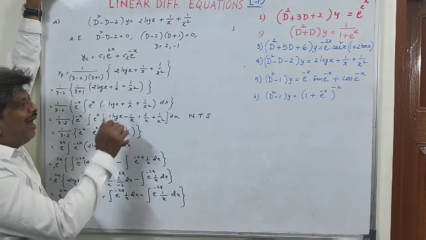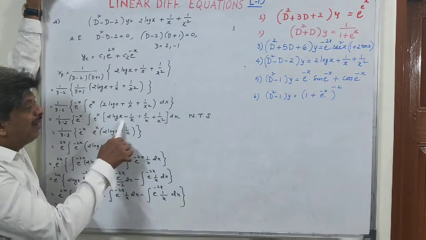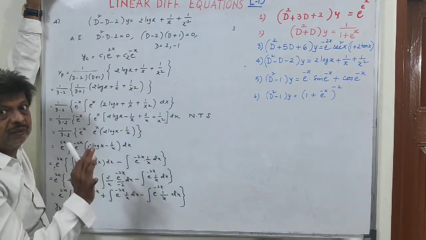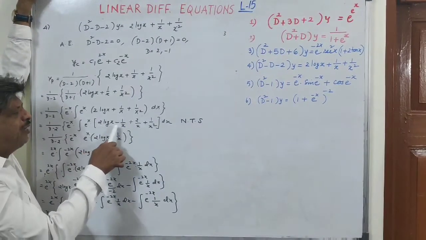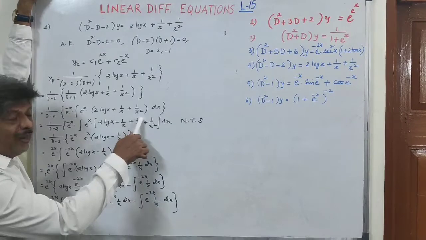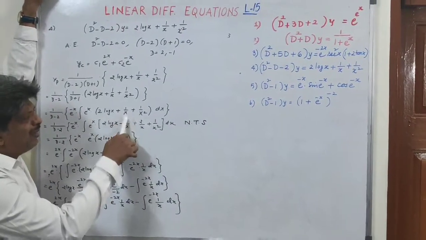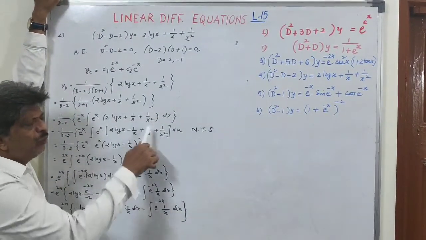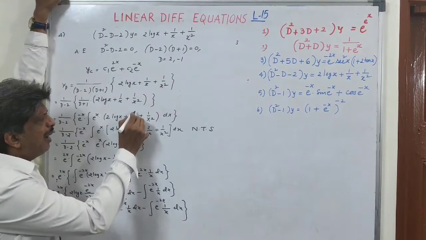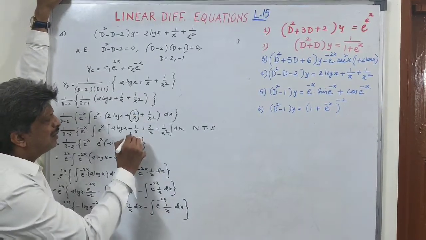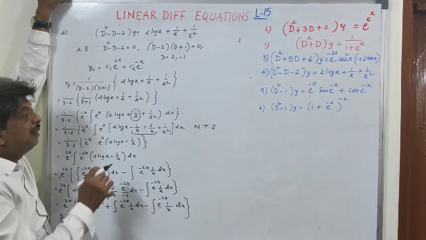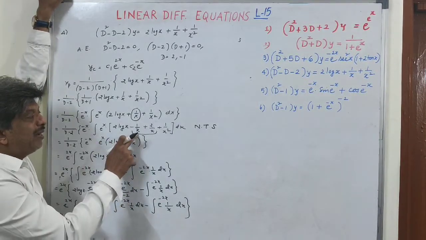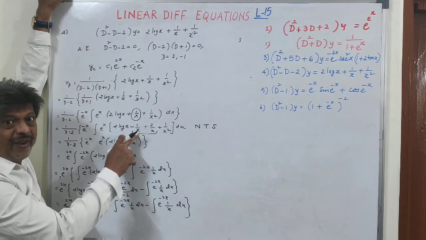2 log x plus 1 by x plus 1 by x square, I am rewriting it as follows. This 1 by x I am rewriting as minus 1 by x plus 2 by x, so that this becomes 2 log x minus 1 by x plus 2 by x plus 1 by x square. This 1 by x is 2 by x minus 1 by x. I am just adjusting this 1 by x as minus 1 by x plus 2 by x, so that 2 log x minus 1 by x is f of x.